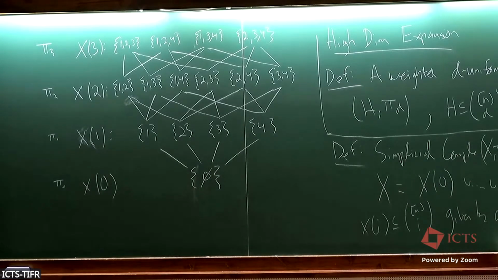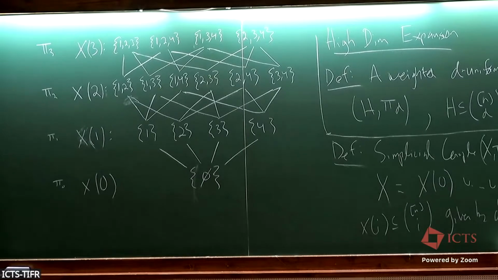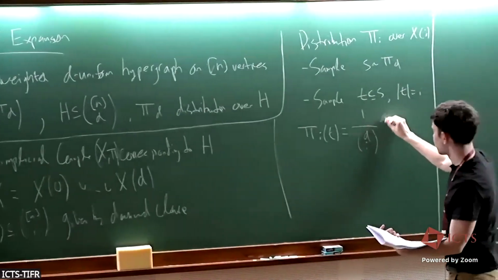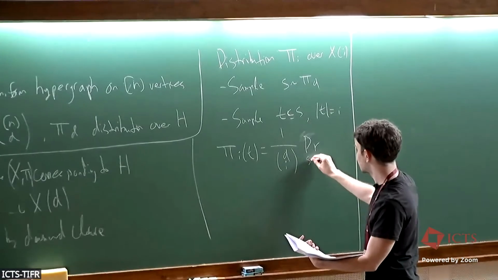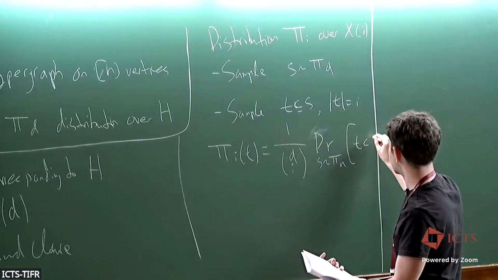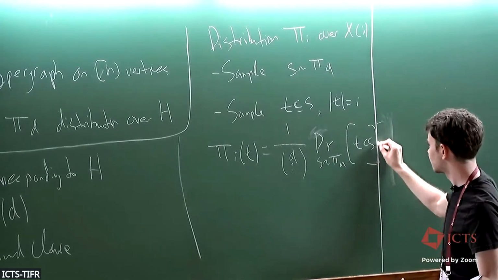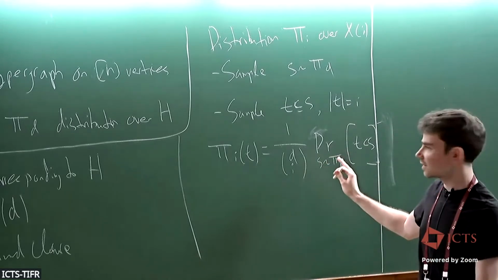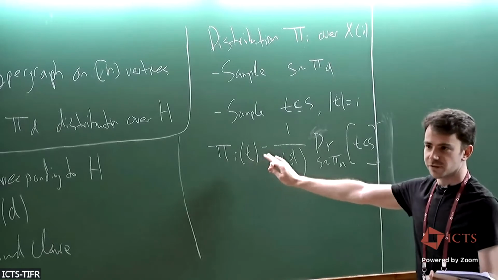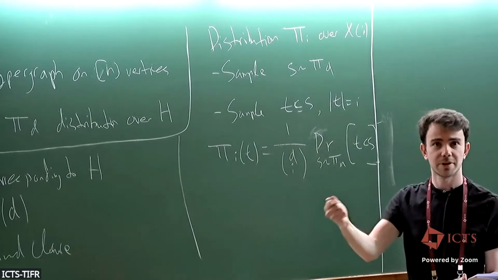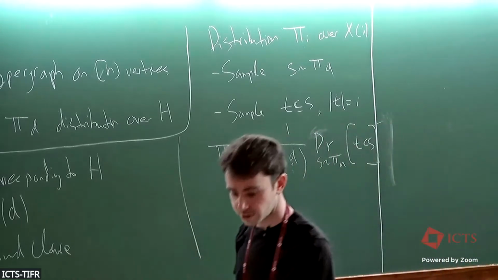I guess we could write, very explicitly, that pi i of T is equal to 1 over D choose i, the normalizing factor of picking a particular i-face out of a D-face, times the probability over S drawn from pi D that T lies in S. Right, this is exactly saying, how can I possibly sample T? First, I have to sample something from the top that contains T, and then with probability 1 over D choose i I select T randomly. So we can explicitly understand these probabilities.